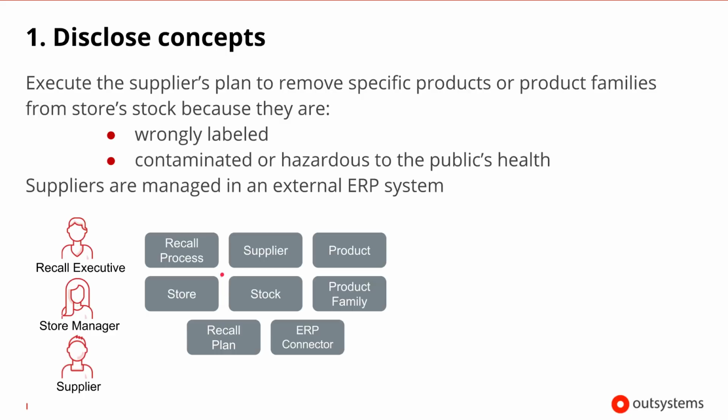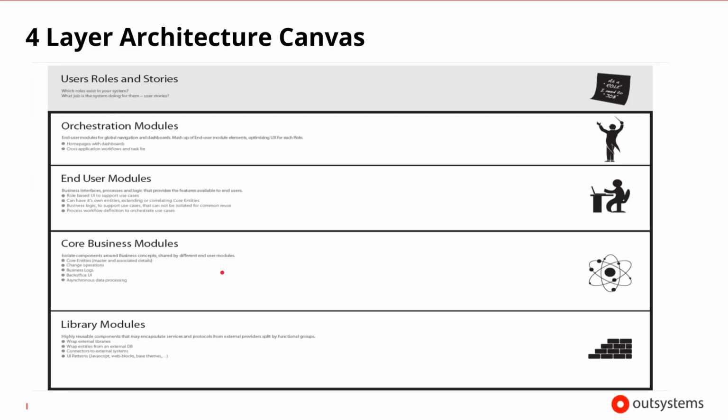So if these are the overall concepts, then the next step would be to go ahead and place them on the four-layer canvas. So here you can see the four layers. We have layers that we've described in other sessions, like the library layer, the core business layer, the end user layer, and the orchestration layer. And we'll try to define the modules that will be the final architecture for each of these layers.